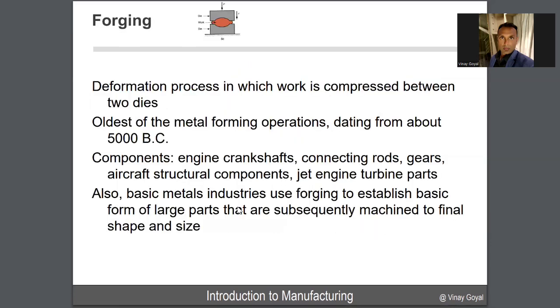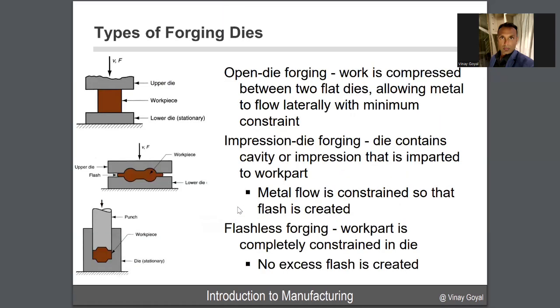Forging is a deformation process in which work is compressed between two dies. This is one of the oldest metal operations, going back to 5000 BC. Components include a lot of different engine components, connecting rods, gears, aircraft components, and jet engine turbine parts. And here you can see open die forging, which is the work compressed between two flat dies, allowing the material to flow laterally with very minimal constraints.